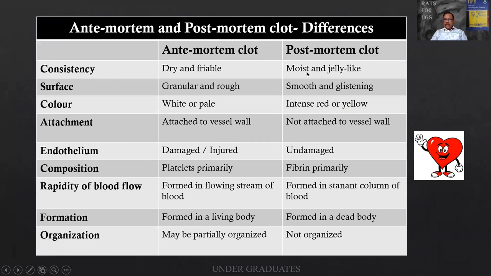Consistency dry and friable, whereas it is moist and jelly-like. Surface is granular, smooth and glistening, pale or white, intense red or yellow or bluish black. Attachment to the vessel wall is firm, it is not adherent. Endothelium is damaged, here it is undamaged. Platelets primarily, fibrin primarily. And rapidity of the blood flow is, here it is stagnant. It is in a flowing bloodstream. Formation in living body, in a dead body. And it can be organized. There is no organization after death. So please learn this by heart, it is worth it.